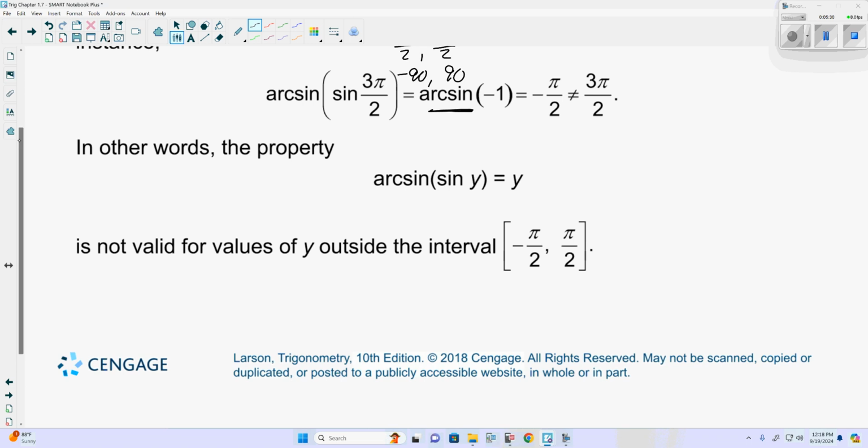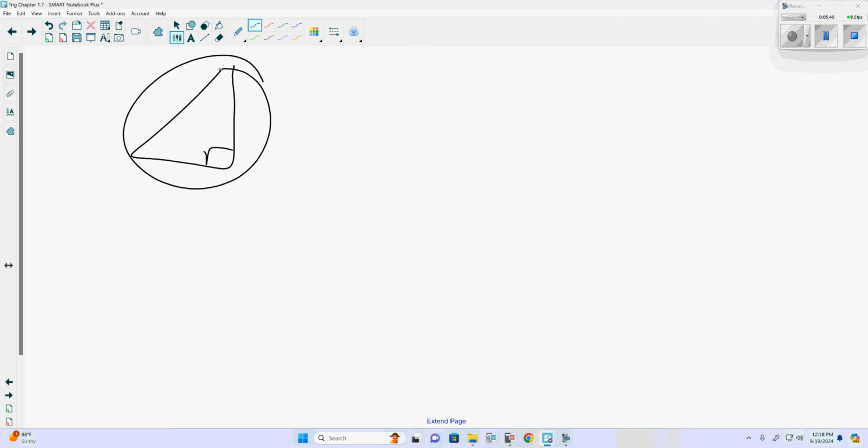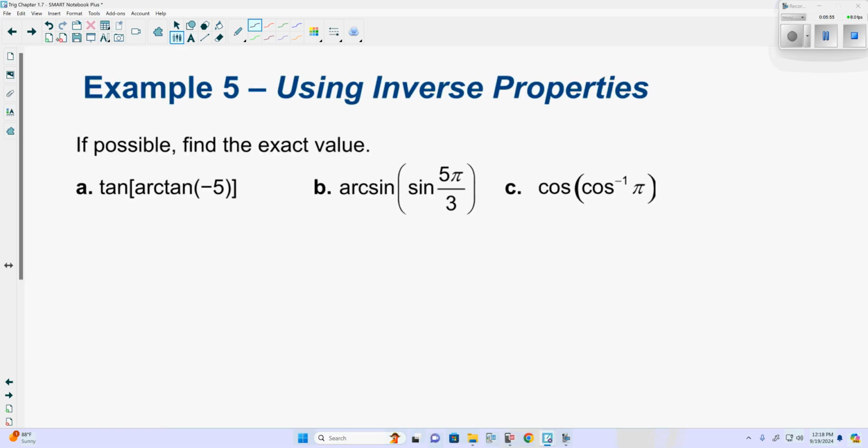Does that make sense? Now again, we didn't talk about this in geometry. But in geometry, we're focused on a triangle, and all the angles that we can get inside this triangle are between 0 and 90. So this property worked fine because none of the angles that we had were outside of what sine inverse can do. So we didn't talk about it.